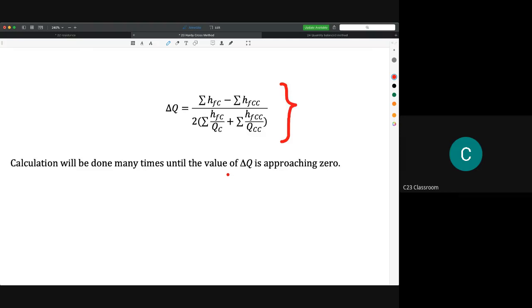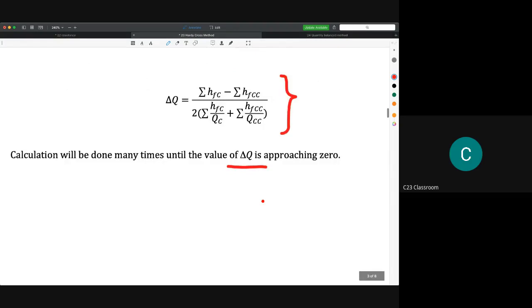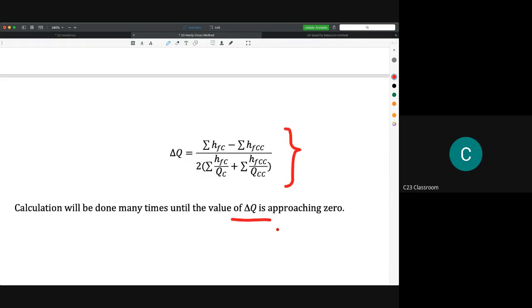Okay, I will show you how to calculate this from the example below, but I would like to stop here because the time is over. The idea is we will calculate by using trial and error. We need to determine the value of delta Q, and delta Q is not the answer. Delta Q is the indicator whether our answer is accurate or not. The smaller the value of delta Q means your balance is good. For example, if delta Q is 5 meter cube per second, it's quite big. If your delta Q is very, very small, for example 1 liter per second or 0.1 liter per second, it means that you are now successful in balancing the clockwise and counterclockwise values.